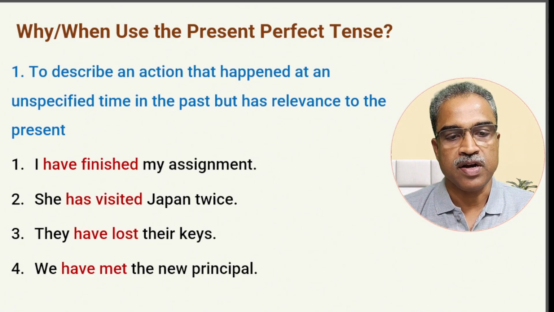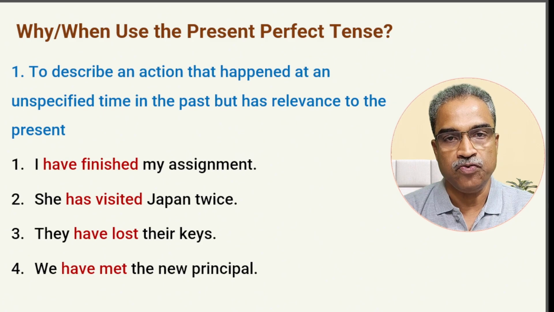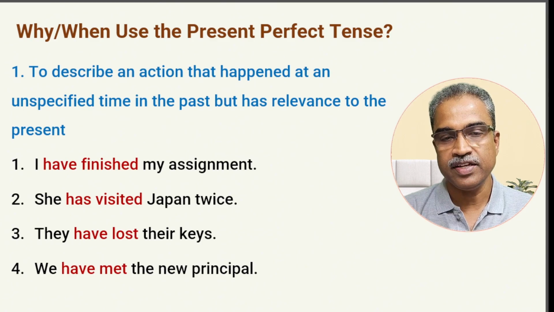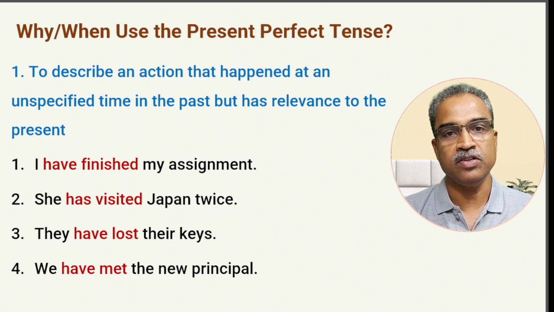We use it to describe an action that happened at an unspecified time in the past but has relevance to the present. It's important. Present perfect. There are two words, present. Present is right now. And then perfect. Something which is already perfected, something which has already happened, but then it has got its relevance to the present. So we say present perfect.